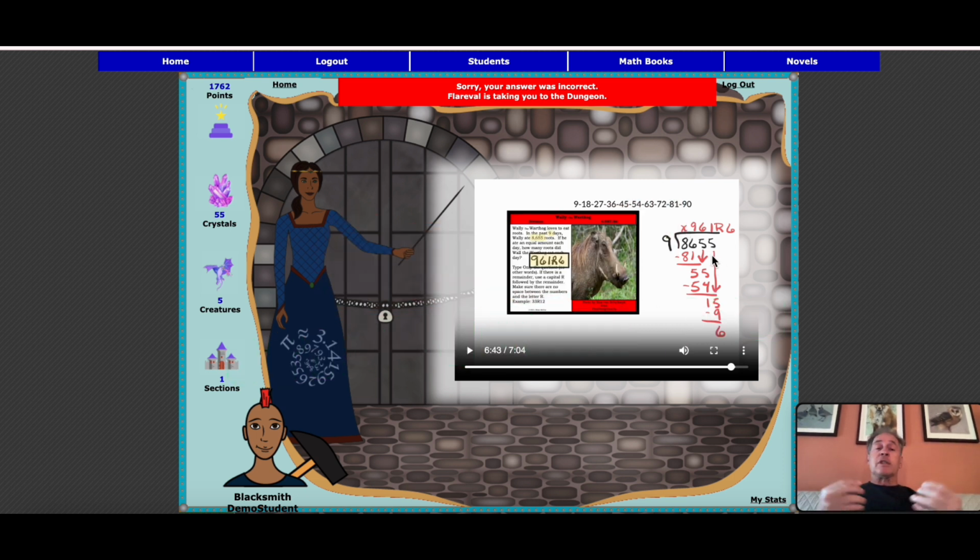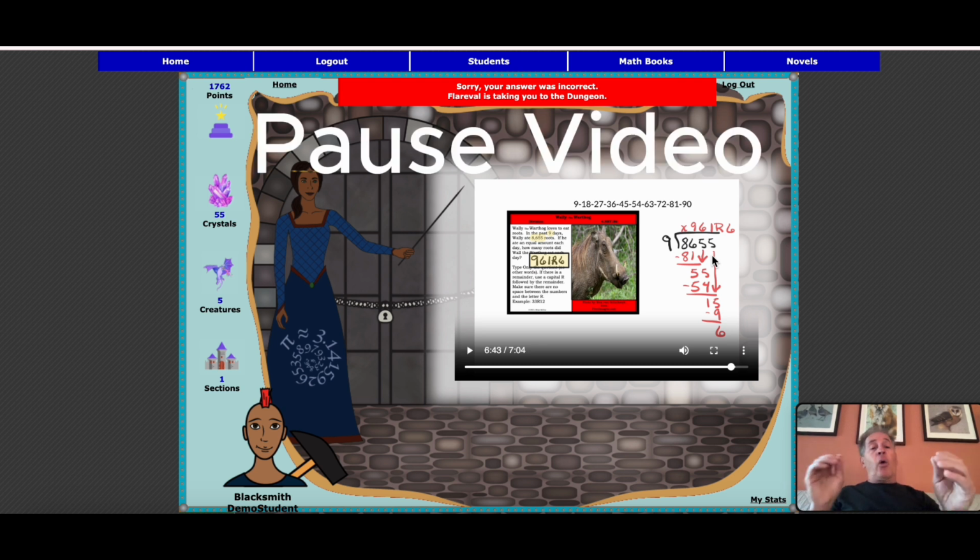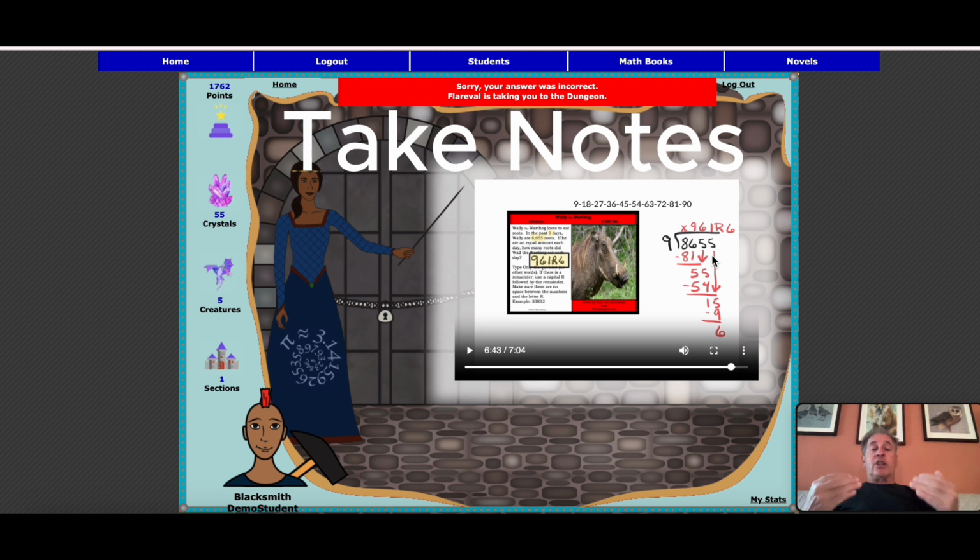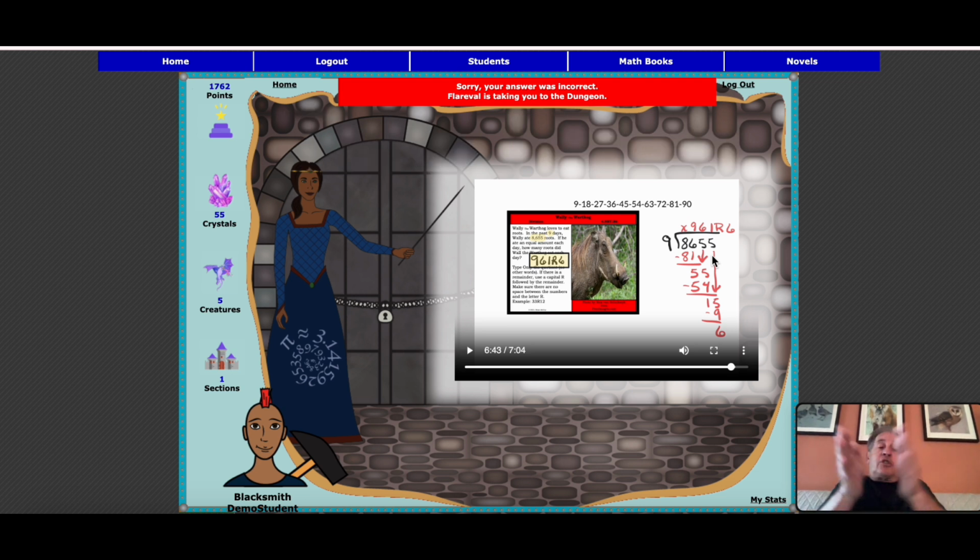Now, I tell my students to stop the video and pause it and take some good notes each and every step of the way so that they can learn the video, and then watch it again if they need to help just understand the concept. Now, the second coolest thing about the Teacher's Dungeon is that I have all these math books.